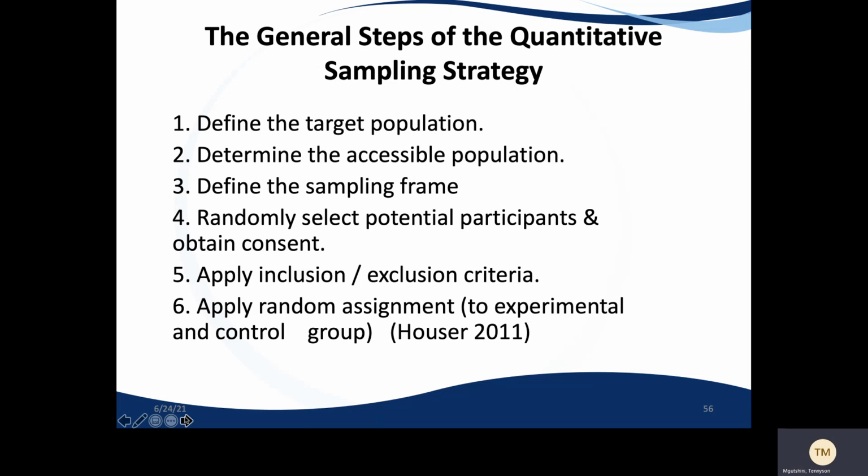Hauser and others have tried to put together the general steps that people follow when they are developing what we call a sampling strategy. Now, you will notice that, and I find this, that the order in which they say things happen is not always the same for everybody, and it presents itself in different ways at different times.